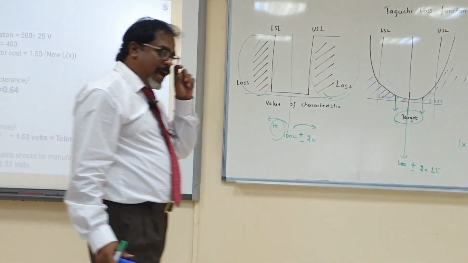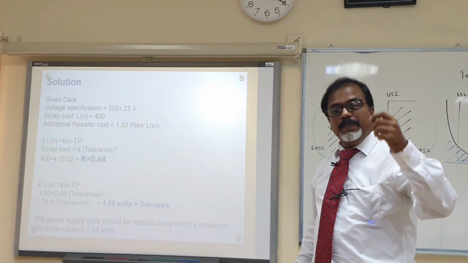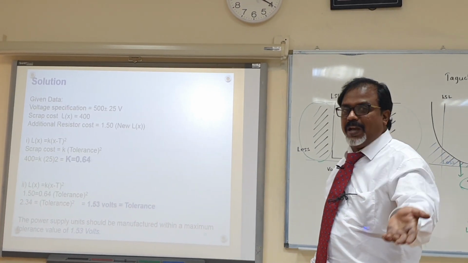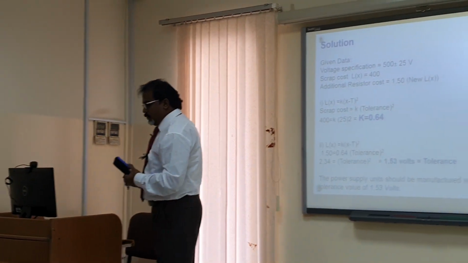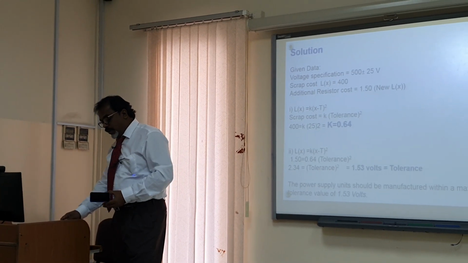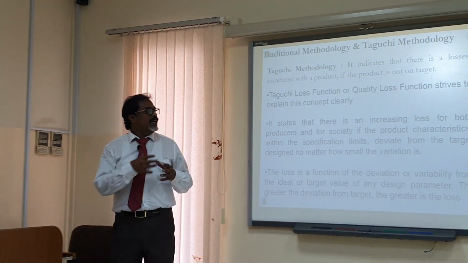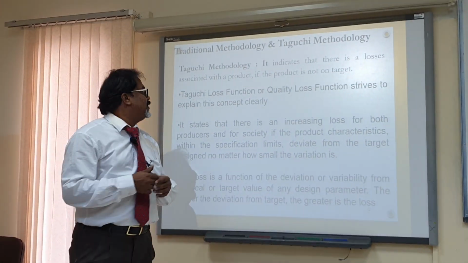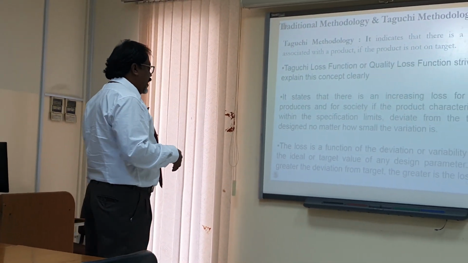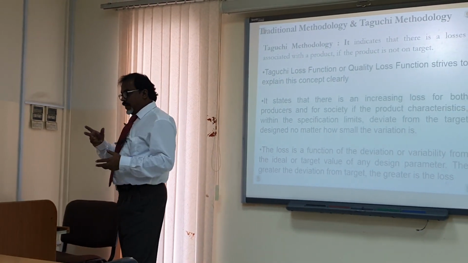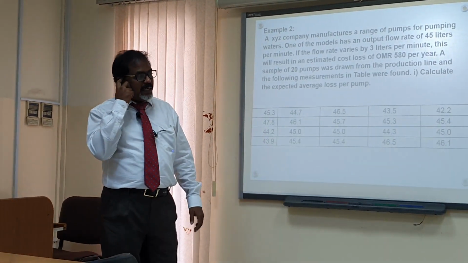If we are going to have this kind of tolerance value, then you can minimize the loss for the company and also minimize the loss for the society. So both are possible when you find the Taguchi loss function and apply it in your company manufacturing. There is a comparison between traditional methodology and Taguchi methodology given. I already explained it, so the same thing is given here. What is the deviation in traditional methodology and what will be the deviation in Taguchi methodology? Everything is given.